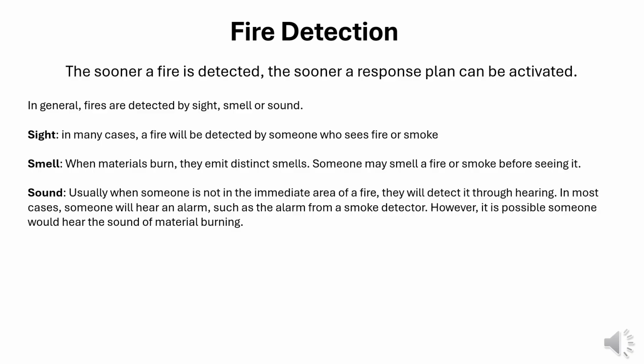When materials burn, they emit distinct smells. Someone may smell a fire or smoke before seeing it. Usually when someone is not in the immediate area of a fire, they will detect it through hearing. In most cases, someone will hear an alarm, such as the alarm from a smoke detector. However, it is possible someone would hear the sound of material burning.